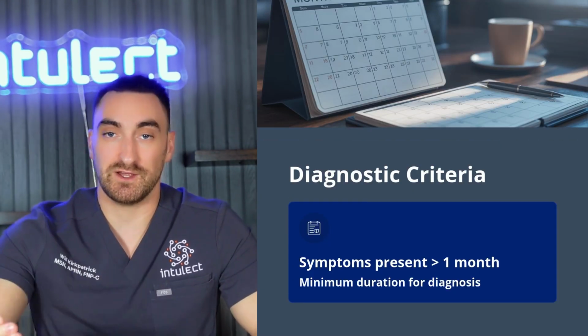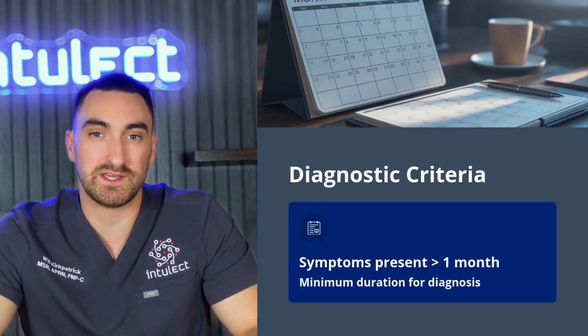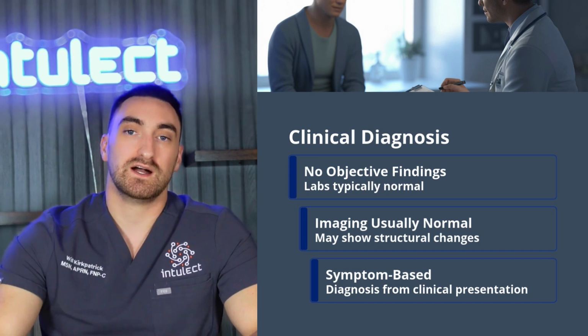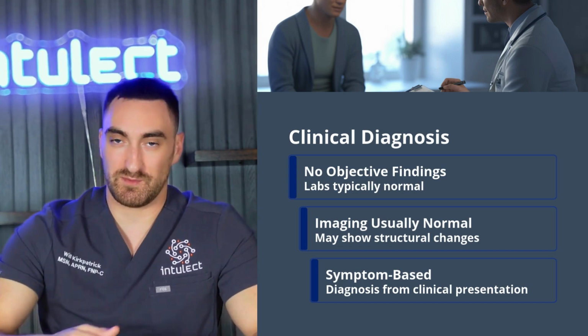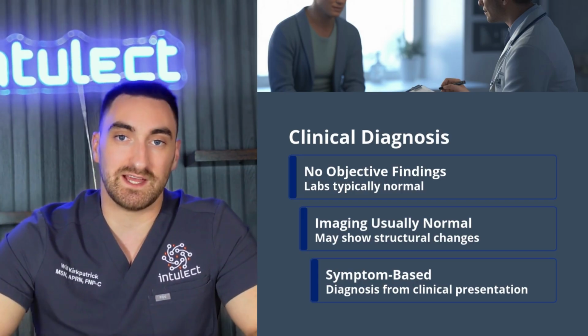For them to diagnose somebody with schizophrenia, they usually have to have symptoms for more than 1 month at least. But once again, there's nothing objectively wrong with the person typically. Once again, they might have some structural changes, but there's nothing objectively wrong with the labs or any other scans that they may see.